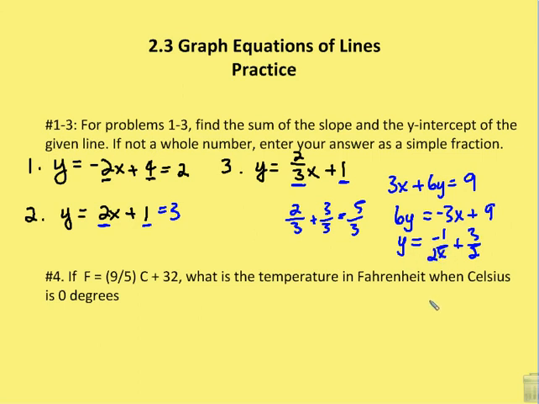So now if I want to answer the question, I have -1/2 plus 3 halves is going to give me an answer of 2 over 2, which is equal to 1.